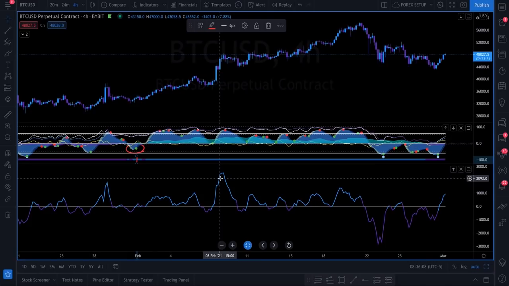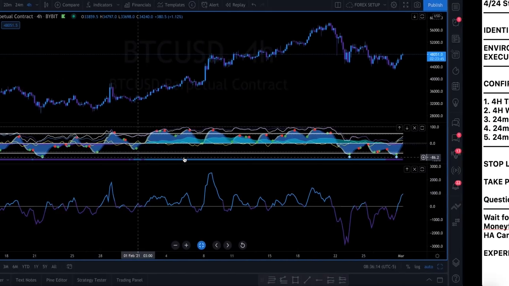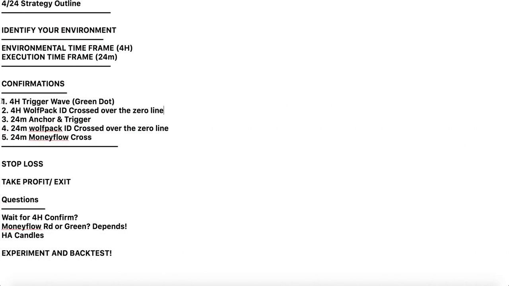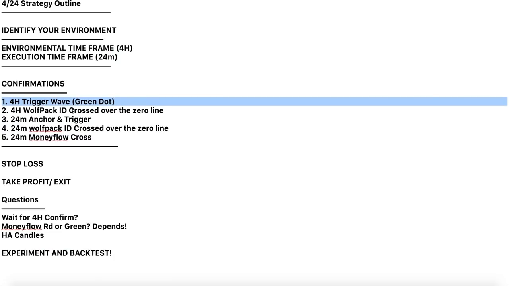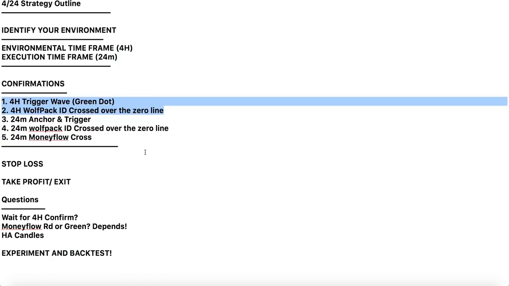Now that I have this on the 4-hour time frame, I am going to start looking for an entry on the 24-minute time frame. So you're going to find these confirmations in order. You're going to do the 4-hour green dot, the 4-hour Wolfpack ID. Once these two things happen, you're going to say, okay, time to pull up my 24-minute chart.